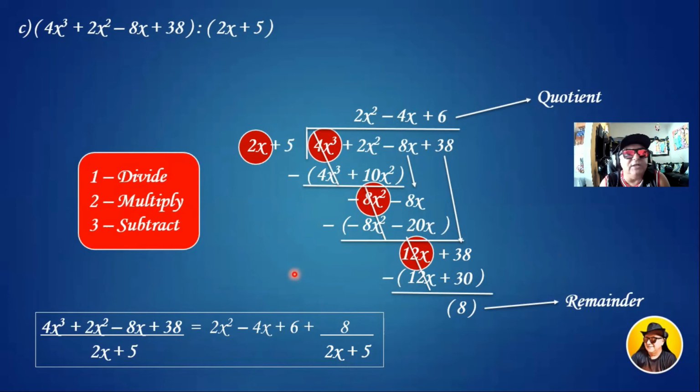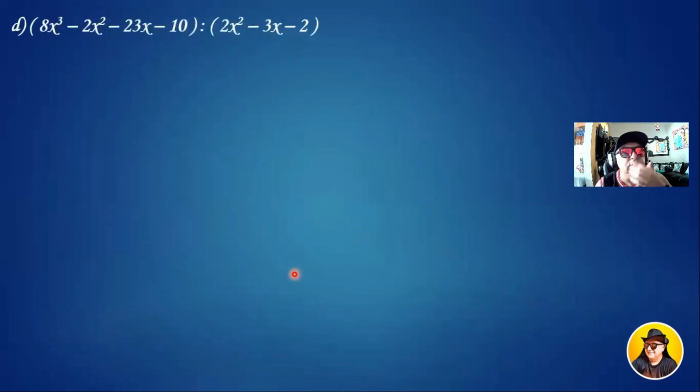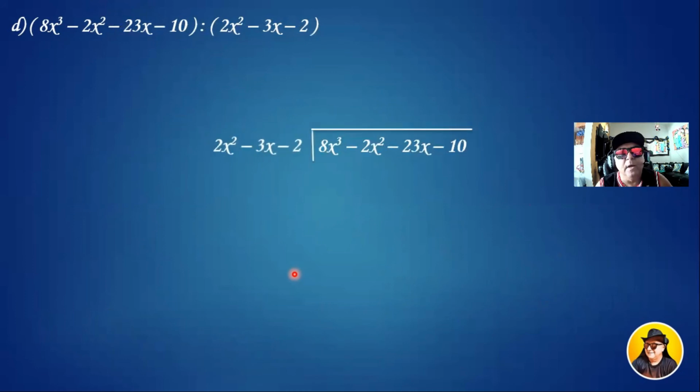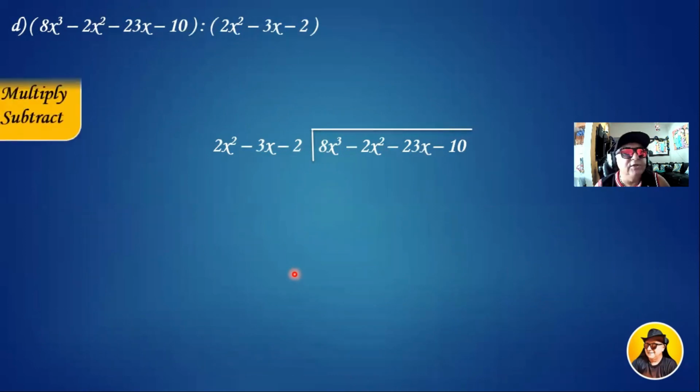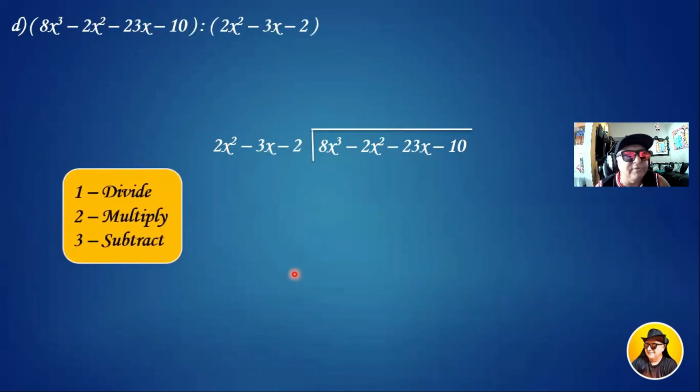It's already finished. Let's go and see question D, our last question of today. 8x cubed minus 2x squared minus 23x minus 10 divided by 2x squared minus 3x minus 2. Let's prepare. Okay. And of course, I'm sure you are already used to taking the 3 steps. 1, divide. 2, multiply. 3, subtract.